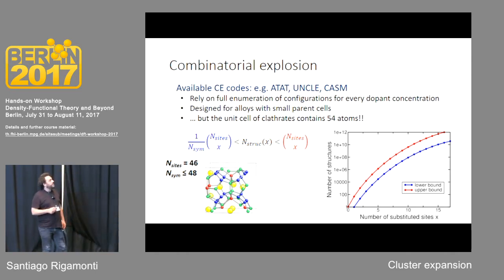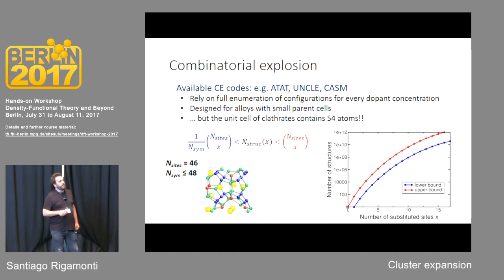So the number of sites in this crystal, without counting the guest atoms, is 46. And the number of symmetries of this crystal is 48. So here you can estimate how many symmetrically distinct configurations you will have in the crystal for a given number of substituent atoms in the crystal. So this is plotted here.